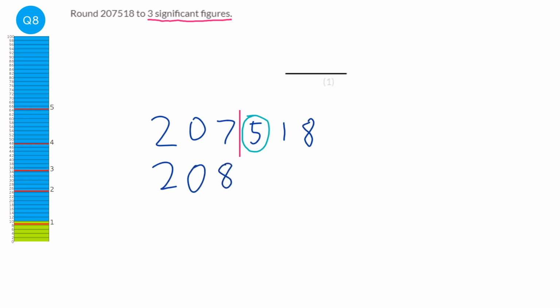Now, a common mistake is that students write down 208. No, all the numbers to the right of that line turn to 0. So it would be 0, 0, 0. So it would be 208,000 exactly.